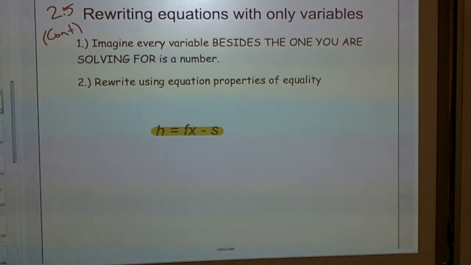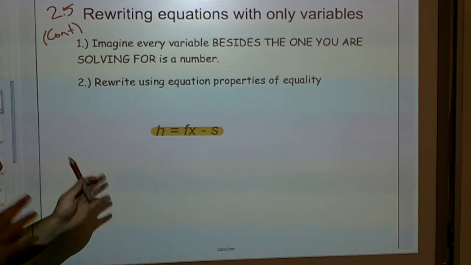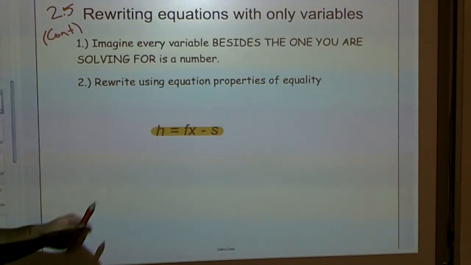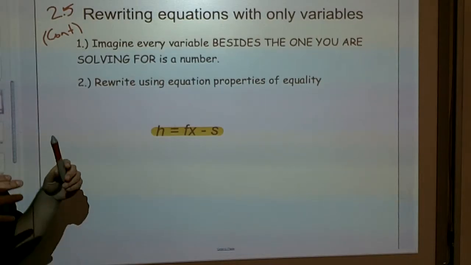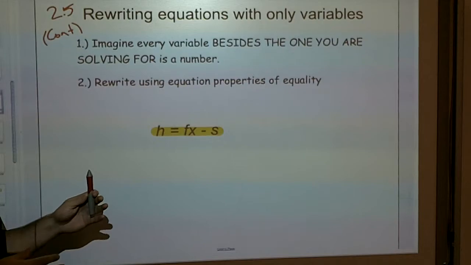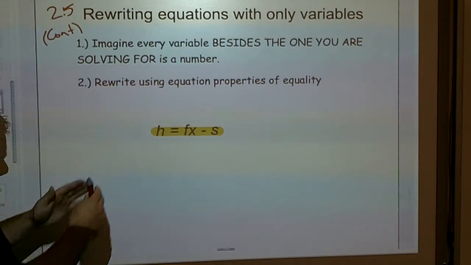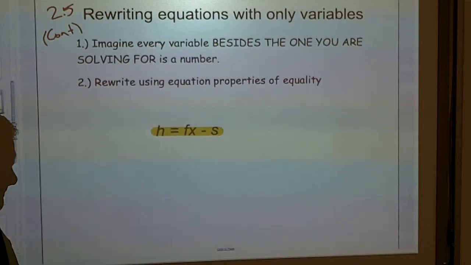So an equation that has only variables, this is a good example. H equals f times x minus s. Notice there's no numbers at all. And what we're going to be doing in this is rewriting this equation in terms of just x, okay? So we're going to solve for x, kind of similar to what we did with the previous section, or the first part of 2.5, where we were just solving for a y. In this, we only have variables. There's only h equals f times x minus s, and we're going to solve this thing for x.